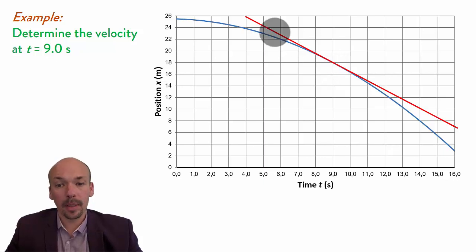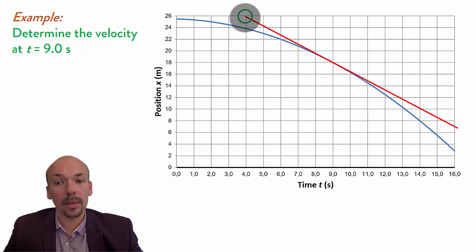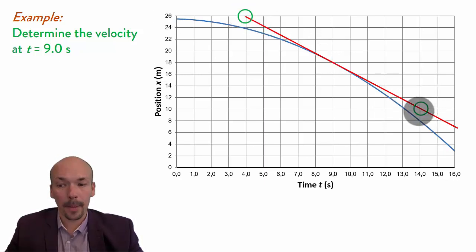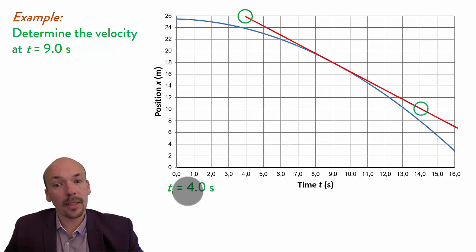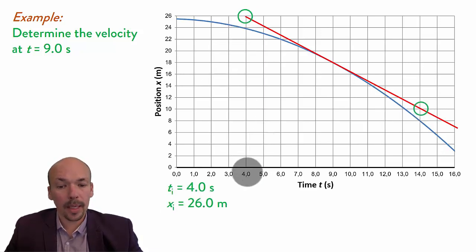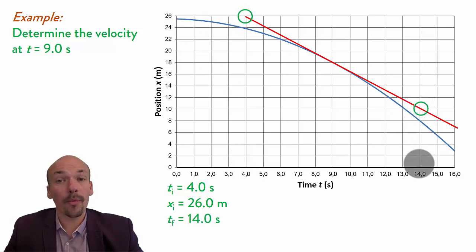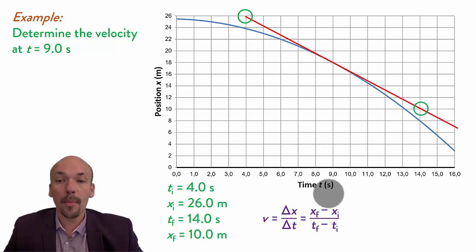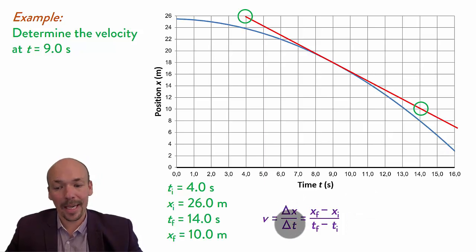And now you can select 2 points on this line. So for instance this one, it's readable, it's good because it's just at the cross between 4 and 26, and this one is also good. We will try to choose them further apart like this. So now we have the initial time 4 seconds. We have the initial position 26 meters, and here we have the final time 14 seconds and 10 meters. And of course it doesn't matter if you have taken this point, you will have different numbers here, but if you put it in this equation it will be the same answer.